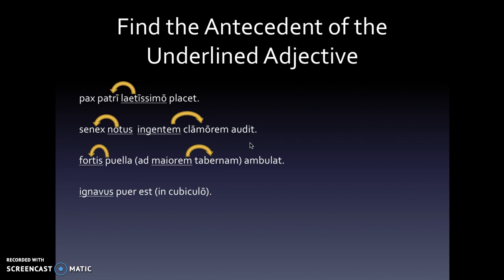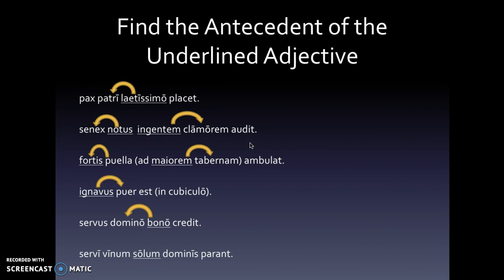Ignavus puer est in cubiculo. Ignavus is modifying puer. They're both nominative, singular, masculine. Servus domino bono credit. Bono is modifying domino. They're both dative, singular, masculine. Servi venum solum dominis parant. Solum is modifying venum. They are both accusative, singular, neuter.